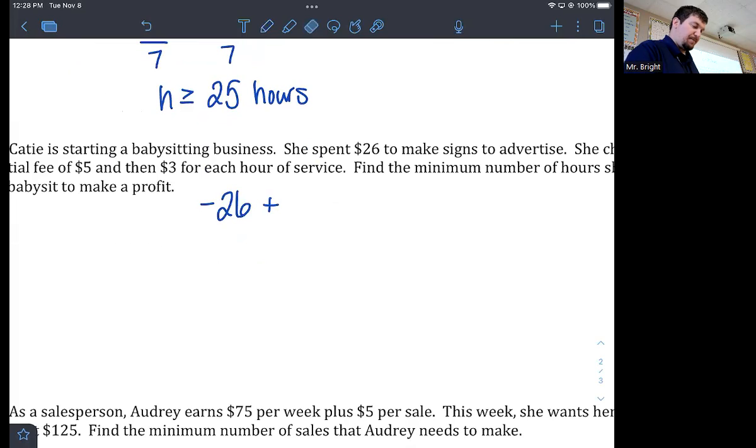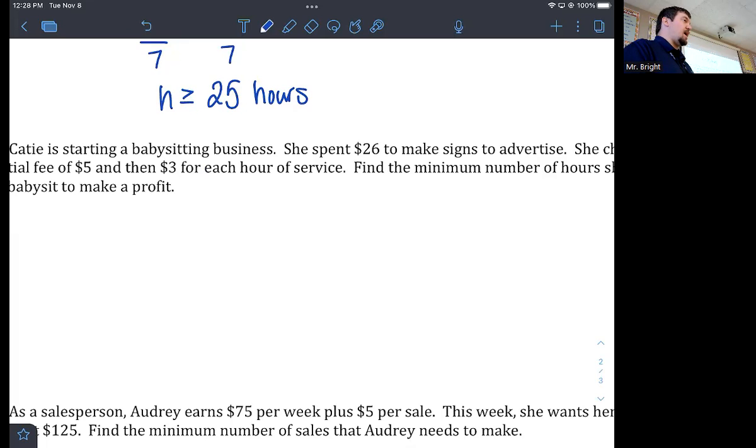Actually, I apologize. Don't start with the 26. We need to start chronologically about this. It didn't ask us how much money she'll be making. It wants to know how many hours she'll work until she gets out of that hole, right? Until she starts making a profit. So that 26 will come in just a moment. Let's start with what she's making.